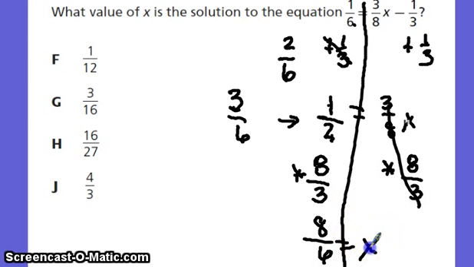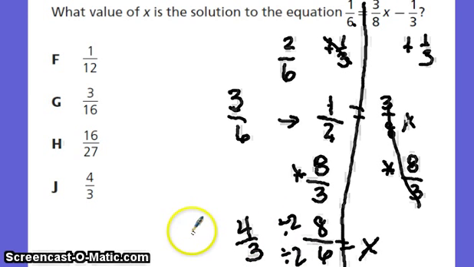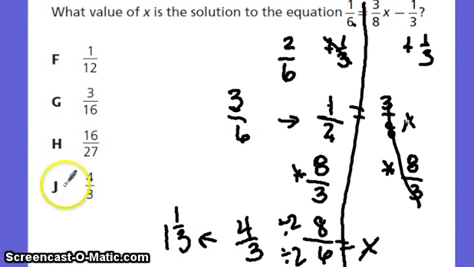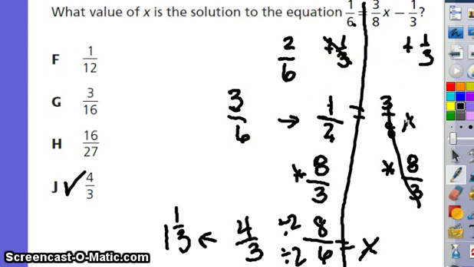You have x by itself. This has a common factor of 2. So we're going to have 4 over 3. And if they want that in a mixed number form, it would be 1 and 1/3. And looking at these answer choices here, I see J as the correct answer choice. They left it alone.